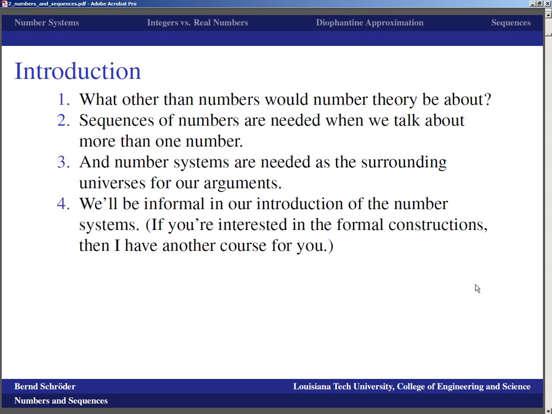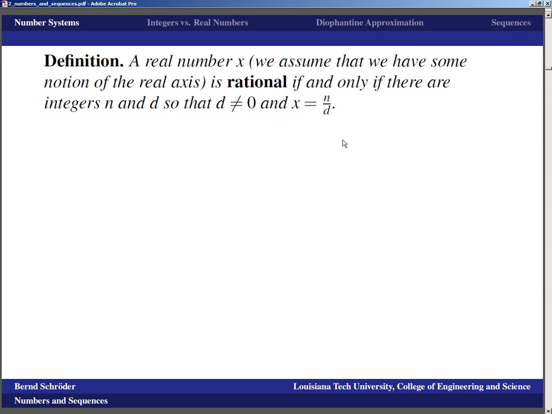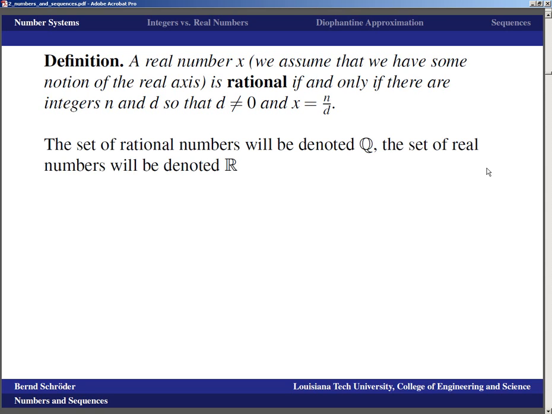So that the denominator is not 0 and x is the quotient of numerator and denominator. The set of rational numbers will be denoted Q for quotient. The set of real numbers will be denoted R for real numbers. The set of positive integers will be called Z+.